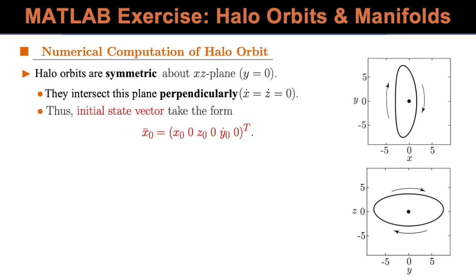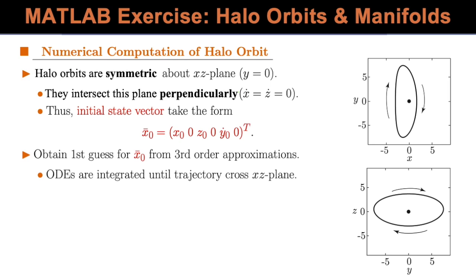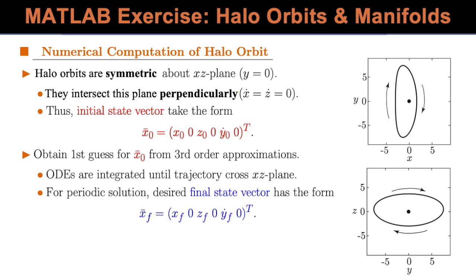So the initial state vector will have an x naught, z naught, and then a y velocity component. We can get that from an analytic approximation. There's a third order approximation that's actually built into the code. Then the nonlinear ODEs are integrated until we cross the XZ plane again. So basically we'll be starting at a point around here, integrating until we hit the XZ plane again. If this is a periodic solution, the final state vector would again have only velocity in the y direction, but usually it won't.